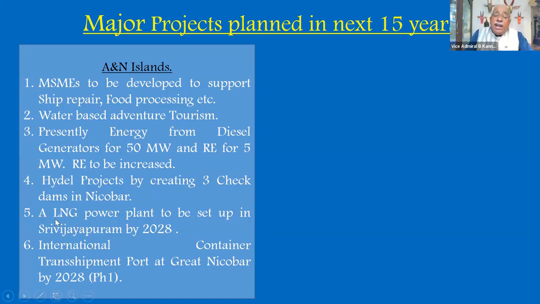They are planning to set up an LNG power plant in Sri Vijayapuram by 2028. That means LNG will come by ship and that will go to an LNG power station. Instead of diesel, LNG will be used. So pollution will come down a bit. That is the advantage. And there's going to be a major transshipment port in Nicobar, which I'll discuss in detail towards the end. This is a very controversial project which has been catching the headlines in discussions in newspapers.